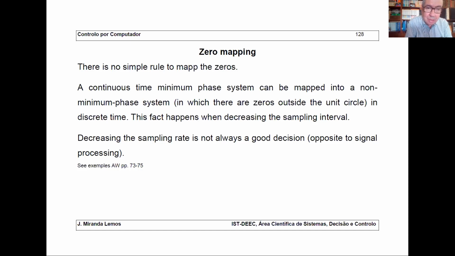In this case, these zeros outside the unit circle are created because you are reducing the sampling interval. You are making sampling faster. This is a little bit counterintuitive, because you would expect that the more samples of the output I have, the better the control. In signal processing, the more samples, the faster the sampling, the better. Now in control, this is not so, because if you increase the sampling rate, that is to say, if you decrease the sampling interval, you can have this effect. This is a mathematical effect. Where does it come from? It's easy to understand.